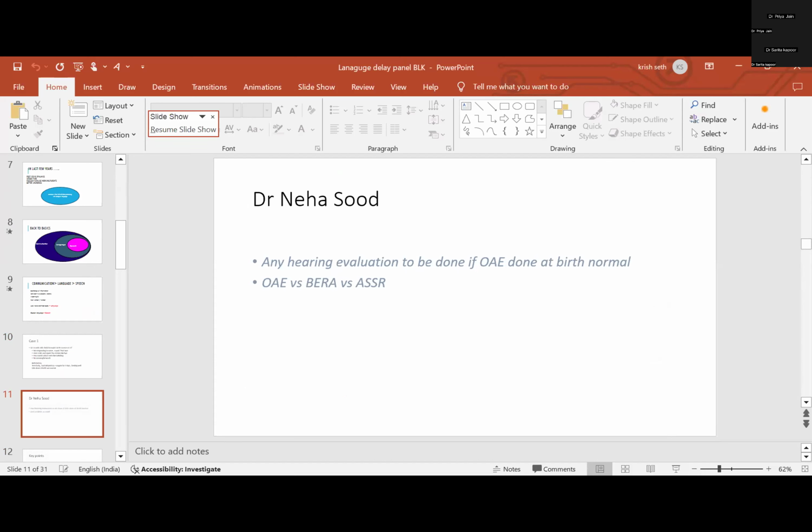What is a good age for cochlear implant usually? So internationally, it is even done at 6 months of age. In our country, 9 months. The earliest we have done at our center is 1 year of age.